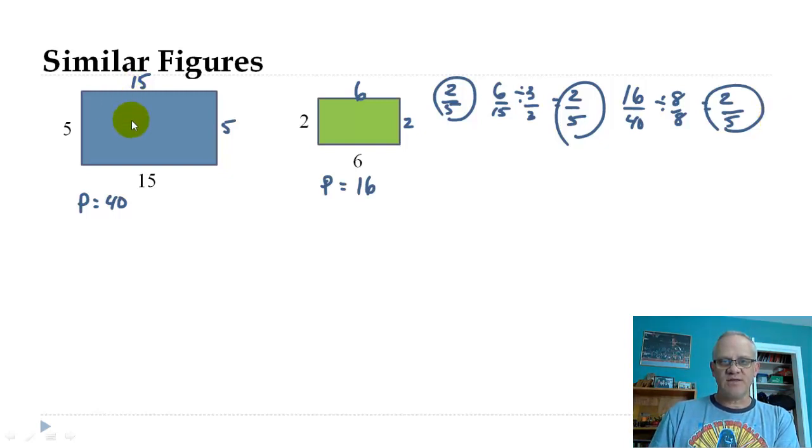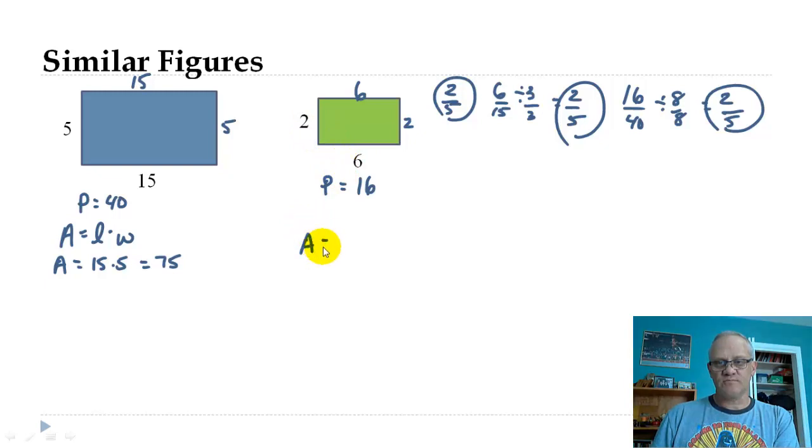This is kind of a simple one. We know how to figure the area of a rectangle, right? Area is length times width. In this situation, we've got 15 times 5, so the area of this one would be 75. The area of this one would just be 2 times 6, or 12. We know that because we have the numbers and we can figure that out real easily.